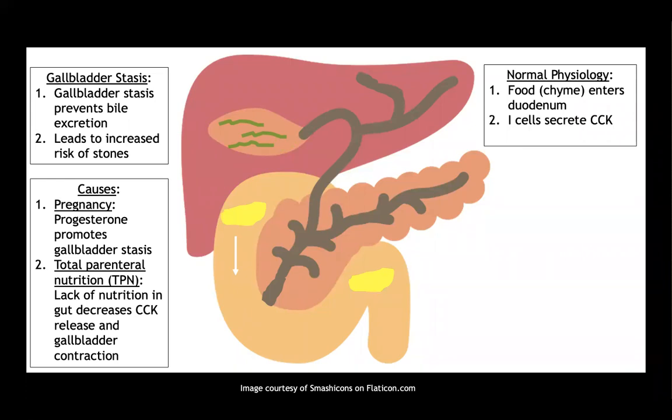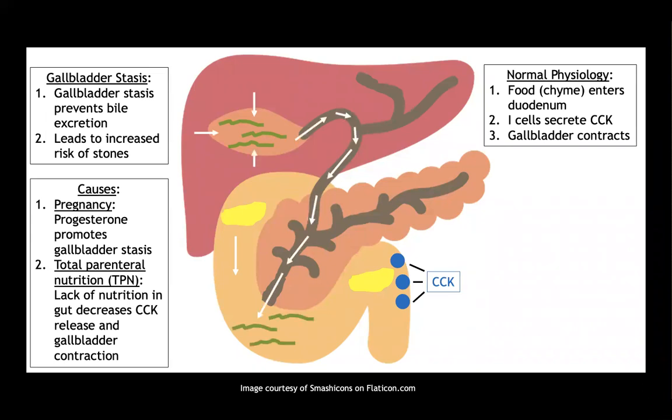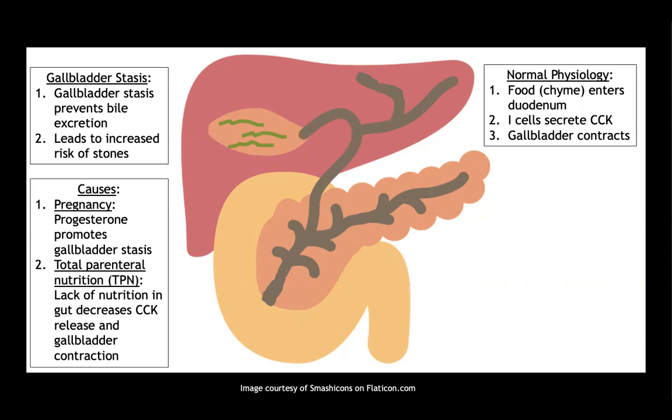Remember, amino acids and fatty acids can stimulate your I cells to secrete CCK or cholecystokinin. That cholecystokinin will ultimately interact with the gallbladder and cause the gallbladder to contract, and you'll end up with bile in your duodenal lumen. The problem with total parenteral nutrition is that you lose any sort of fatty acids or amino acids in your gut. So your I cells are not going to be producing that CCK, which will make it so this bile is not contracting out and you can form a gallstone.